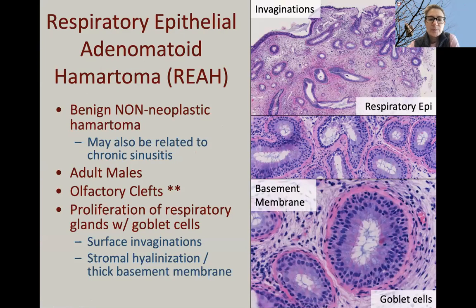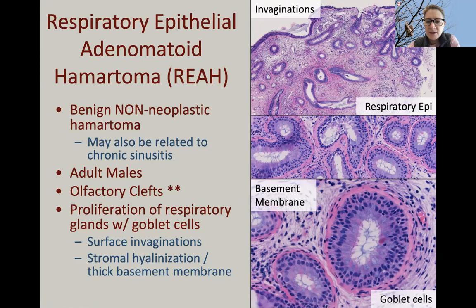Another possible manifestation of chronic sinusitis is the so-called respiratory epithelial adenomatoid hamartoma. Again, this is not a neoplasm, but these appear as mass-like lesions, usually hanging from the bilateral olfactory clefts of adult males. These are thought to be hamartomatous, meaning they are abnormal proliferations of epithelial glandular units normally found in this location. You can see here quite an exuberant proliferation of these respiratory glands, forming small donuts and almost elongated hot dog shapes.